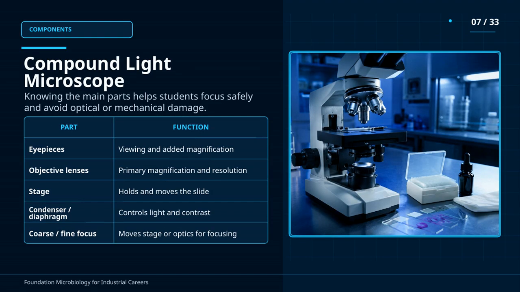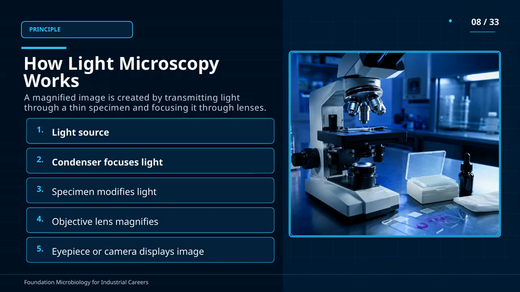A compound light microscope includes eyepieces, objective lenses, a stage, a condenser or diaphragm, focus controls, and a light source. Knowing the function of each component helps the analyst use the instrument correctly and avoid unnecessary damage. Light microscopy works by transmitting light through a thin specimen and focusing that light through a system of lenses. Image quality depends on specimen thickness, illumination, objective selection, and the quality of the prepared slide.